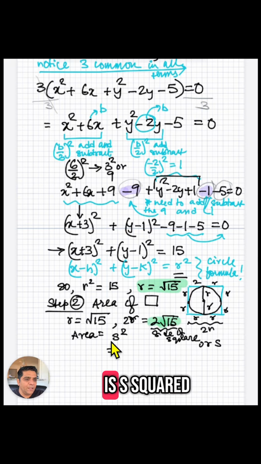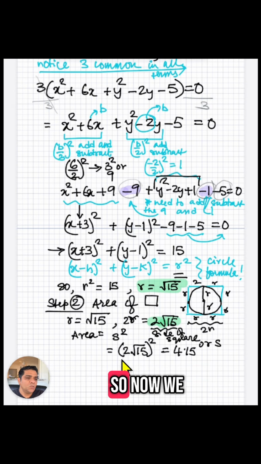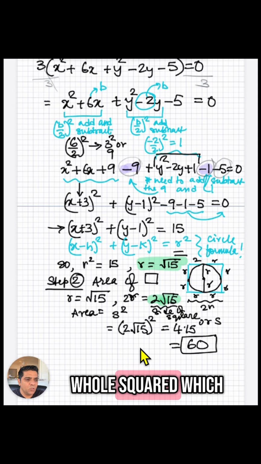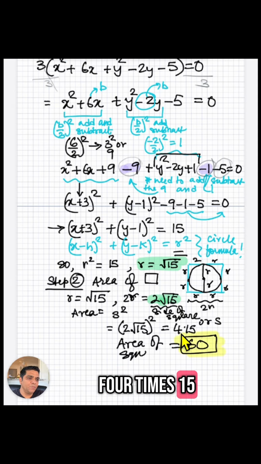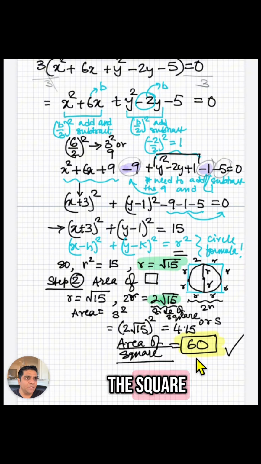Now the area of a square is s squared, the side squared. So now we have 2 square root of 15 whole squared, which is equal to 4 times 15, or 60, is the area of the square. And that is the final answer.